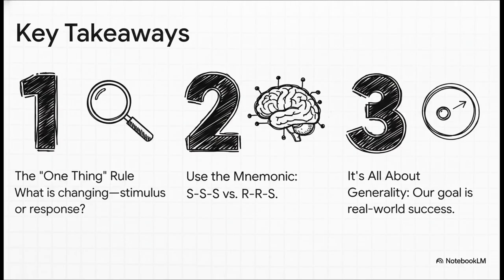Number 1, the one thing rule. Always ask yourself, what is changing here? The stimulus or the response? Number 2, use your mnemonic, SSS for stimulus gen, RRS for response gen. It's your quick key for the exam. And finally, number 3, and this is the most important, remember that this is all about generality. Our ultimate goal is to create skills that actually work out there in the real world.